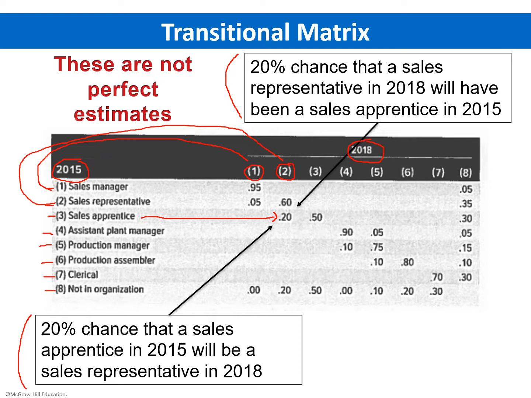Okay, now the challenge here that we have with the transitional matrix is that these estimates, again, are not going to be perfect. This idea of having a 0.20 or a 20% probability in one case and a 20% probability in the other case only really works if the total headcount for sales apprentice in 2015 is equal to the total headcount of sales representatives in 2018, which is really unlikely to be the case. So we need to recognize that these numbers are imperfect and that as we're making estimates based upon the transitional matrix, we're going to have to make decisions about how we want to use these estimates.